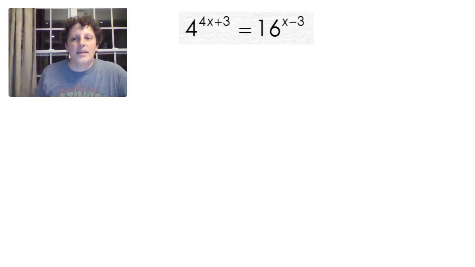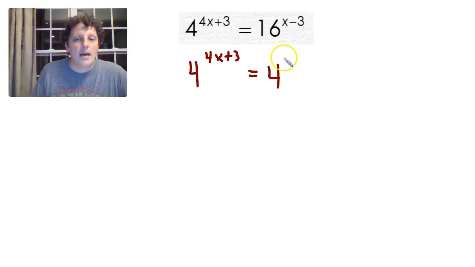Or another example, this time I have exponents on both sides of the equal sign, but the bases aren't the same, so I can't just use that trick where I set the exponents equal, but can you re-express 16 to be a base of 4? And the answer is yes, you can. Sí se puede. Yes, we can. So how do we do it? We think 4 to what power is 16? Well, 4 to the second power is 16.